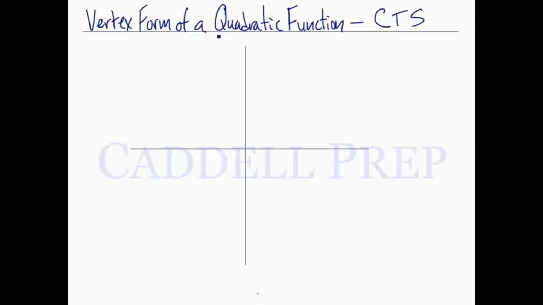Alright, let's go over the vertex form of a quadratic function, and we're going to find it by completing the square. So here we have our axes, x and y, and this is what a basic quadratic function looks like: y equals x squared. And we could transform this or translate it left, right, up, and down.